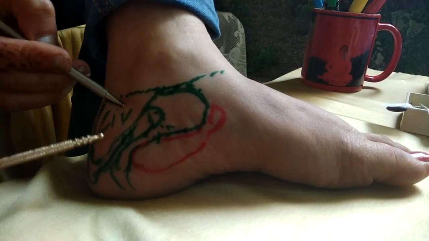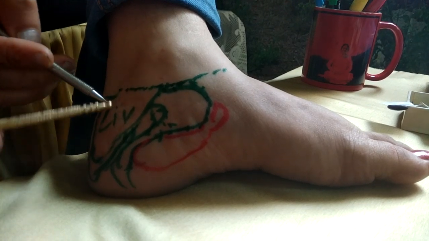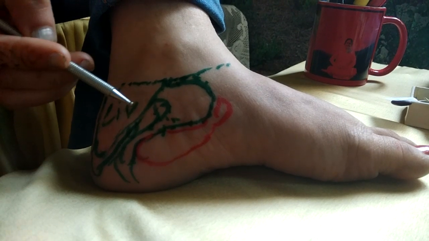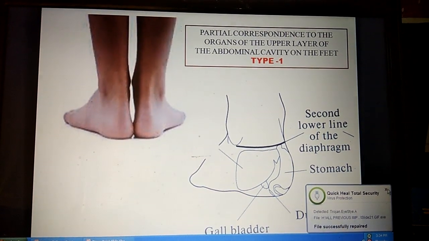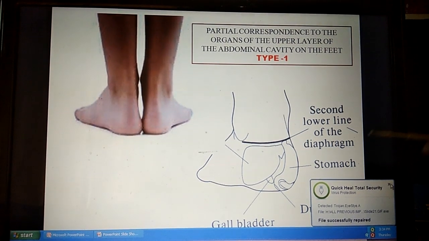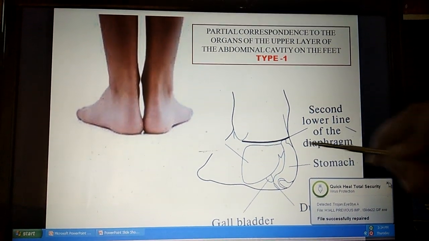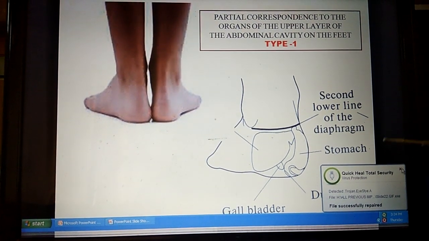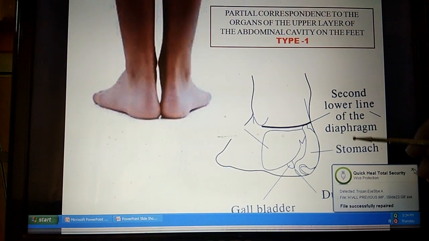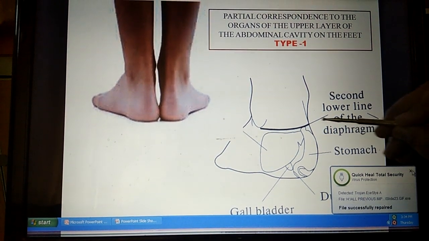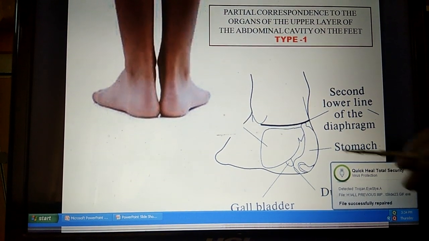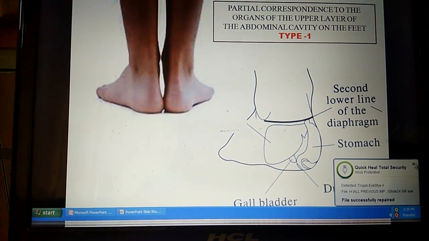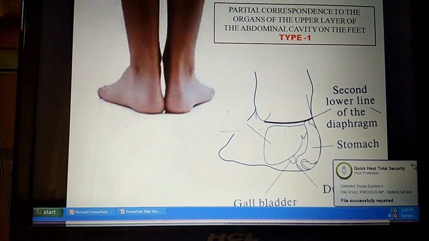So the front side is located here and the back side is located this side. Before we do this, let's see the previous picture that we studied before. Back view of the heel, you can see here. That day we studied this system. This is the back view of the heel, type 1. According to this, this is the upper layer of the abdominal cavity, back heel, and we did this system previously. Now let's see the other system, type 2.